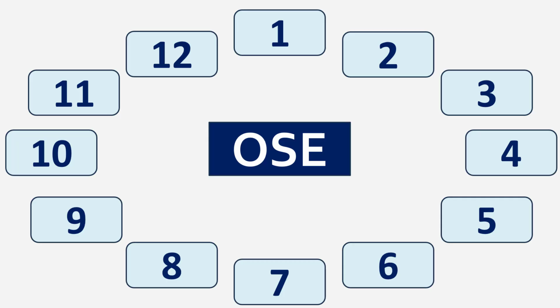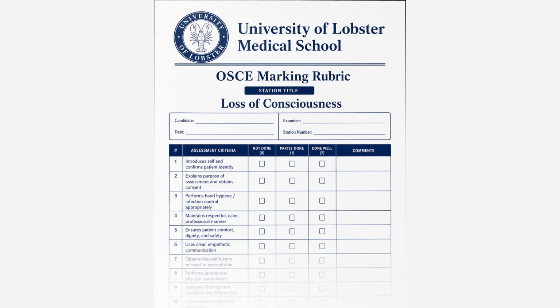Okay, so back to our 12 stations. Now let's consider briefly how we design an individual station. Each station has its own mark scheme or rubric, and they tend to look something like this. You have the overall skill being tested in the station. This is known as the construct, but for the individual station rather than for the overall exam. What is it that the candidate should be able to do in the station?